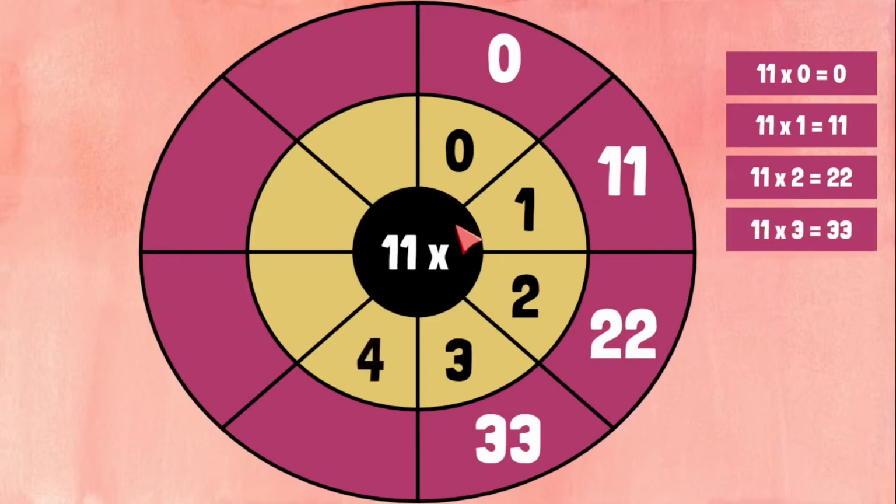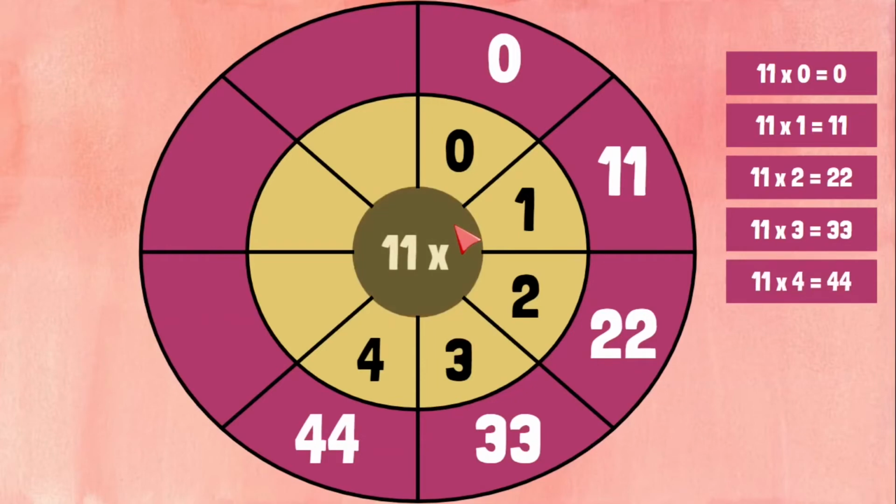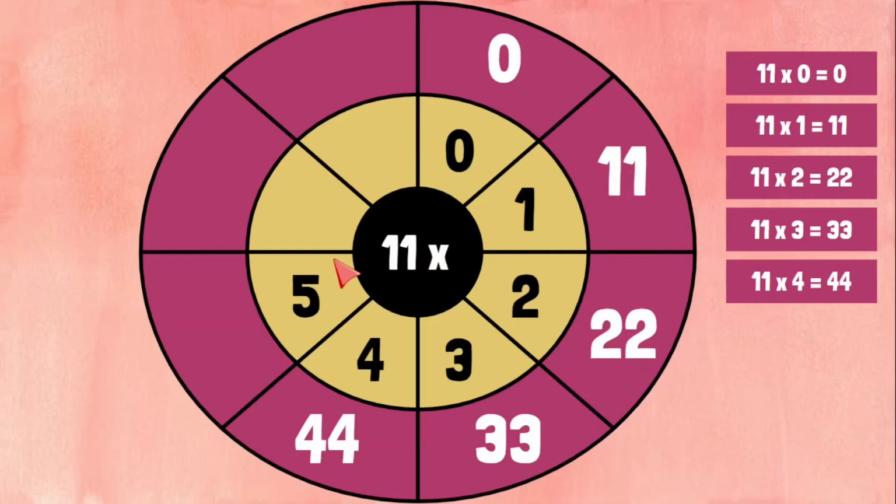11 times 4 means 11 groups with 4 inside of each group. Or we can add 11 4 times. 11 plus 11 plus 11 plus 11 is 44. 11 times 5 means 11 groups with 5 inside of each group. Or we can add 11 5 times, which gives us 55.